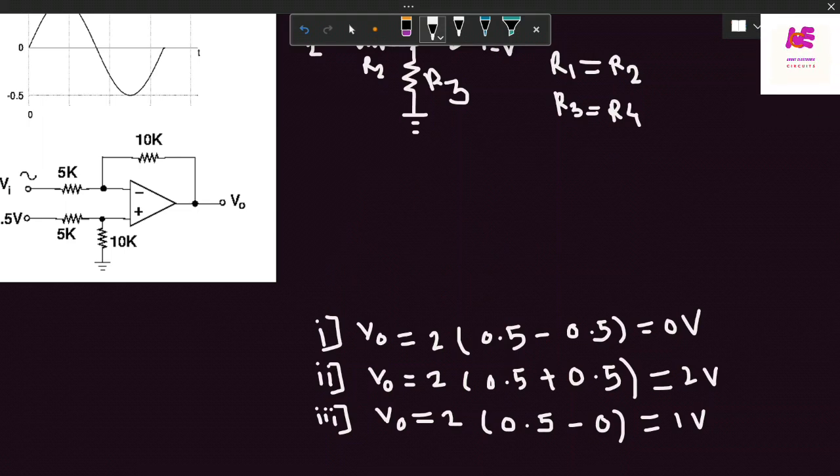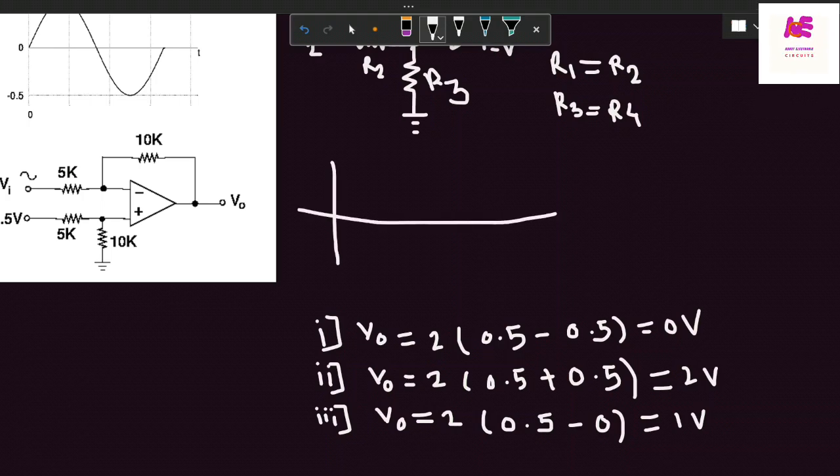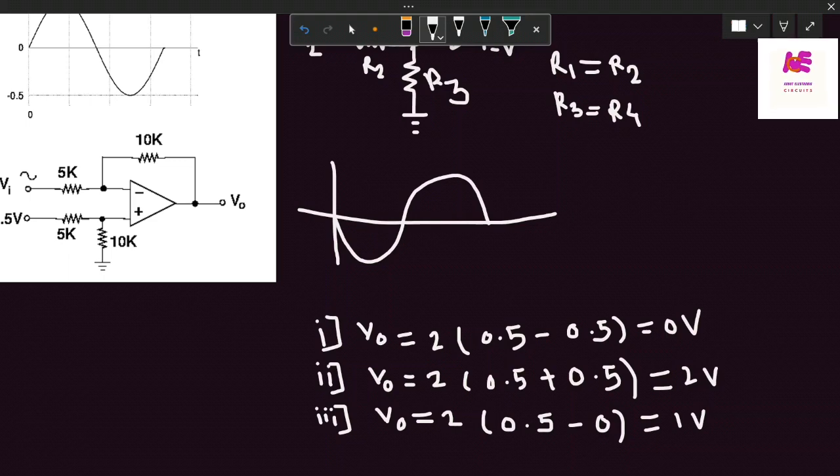The input sinusoidal signal is applied at the inverting terminal, and the gain for that terminal is negative. So we are getting the inverted version of the input signal. So first draw the inverted version of the sinusoidal signal. For the reference voltage, what output voltage are we getting? Third case, this is 1.